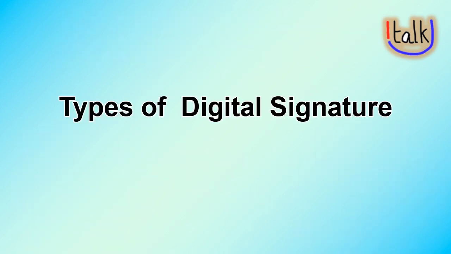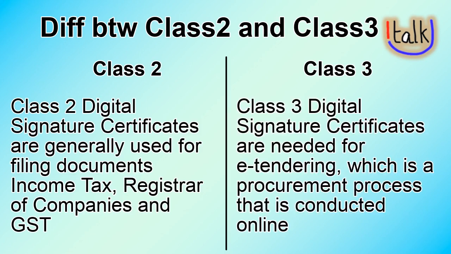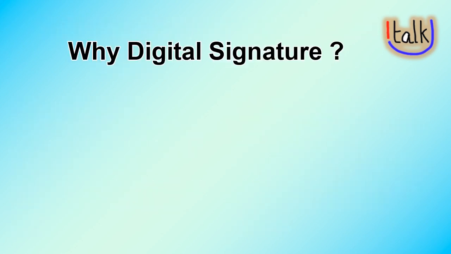We saw there are two types of digital signature, Class 2 and Class 3. Let's see what's the difference between these two. Class 2 signatures are generally used for filing documents like income tax, GST and such. Whereas Class 3 is used for the tendering or bidding process, which is an electronic or online procurement process.